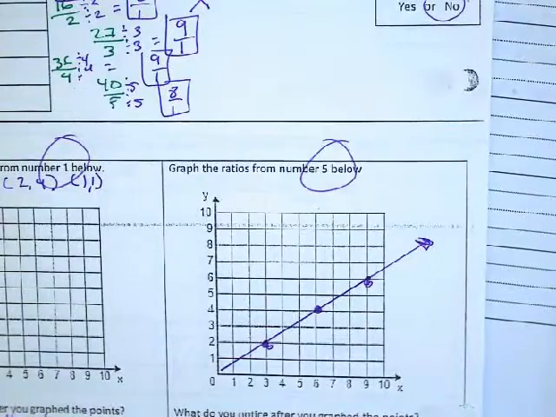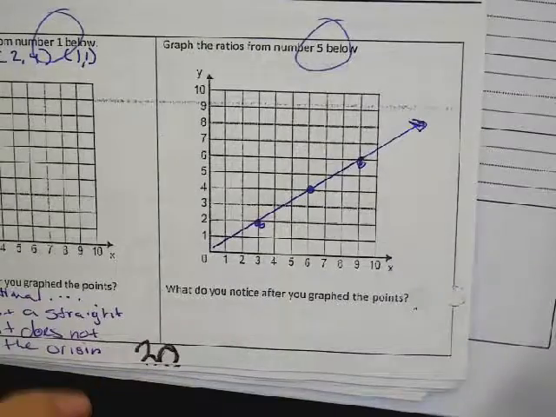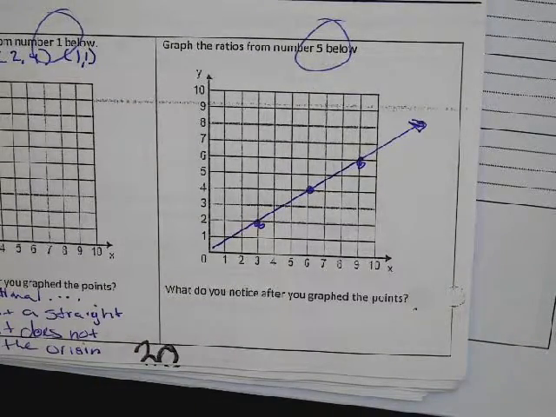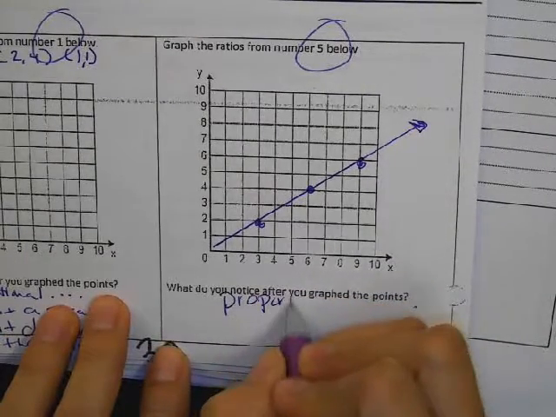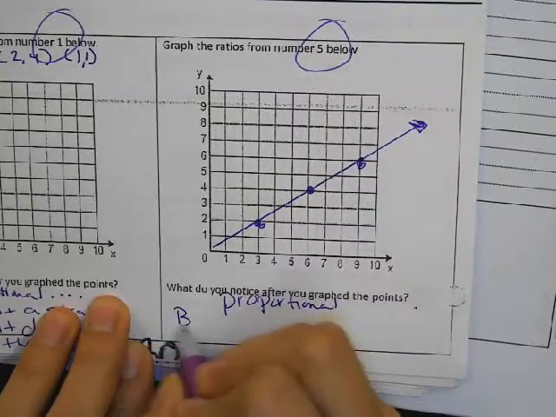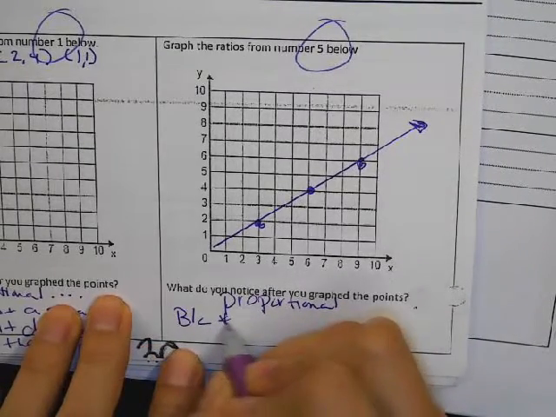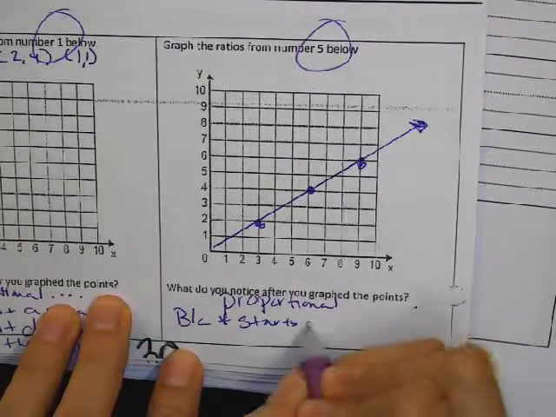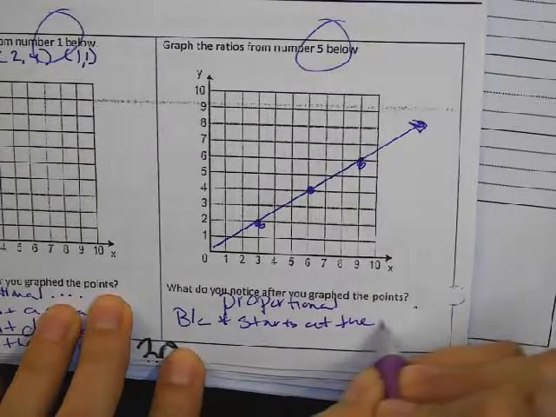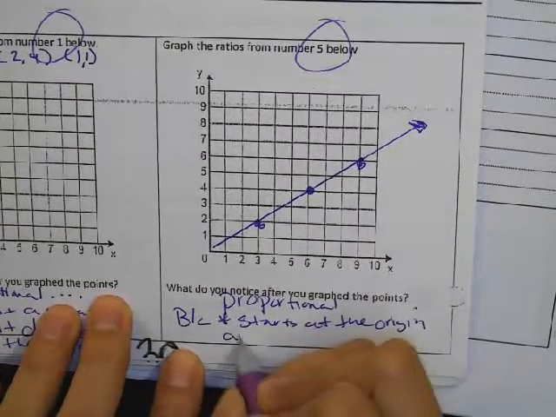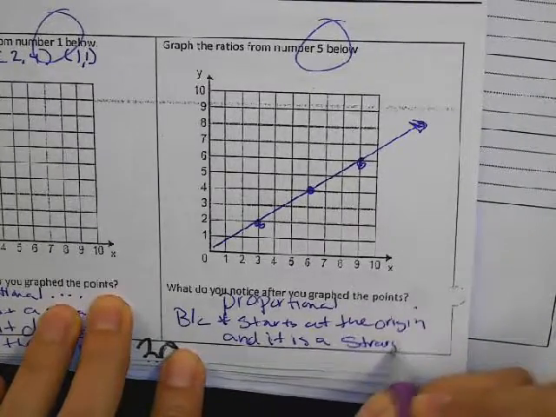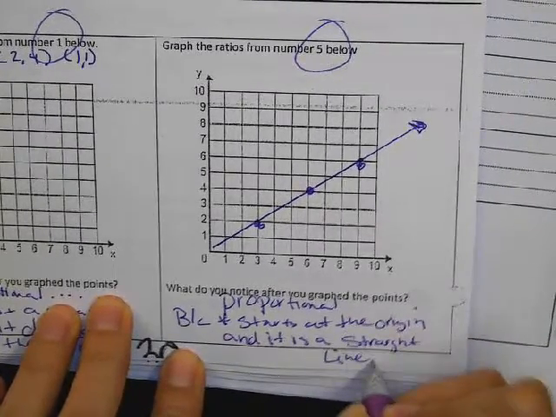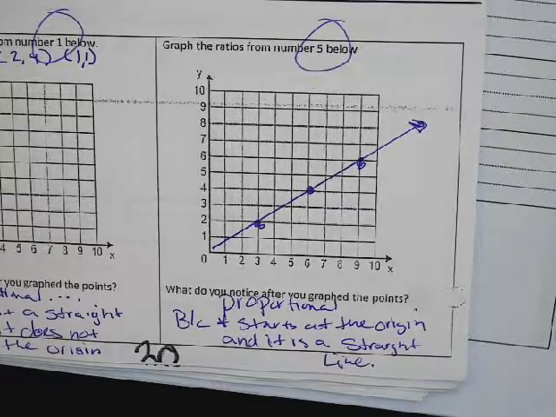Okay, what do you notice from this graph? Straight line, and it starts at the origin, so that means it's proportional. Because it starts at the origin and it is a straight line. Any questions?